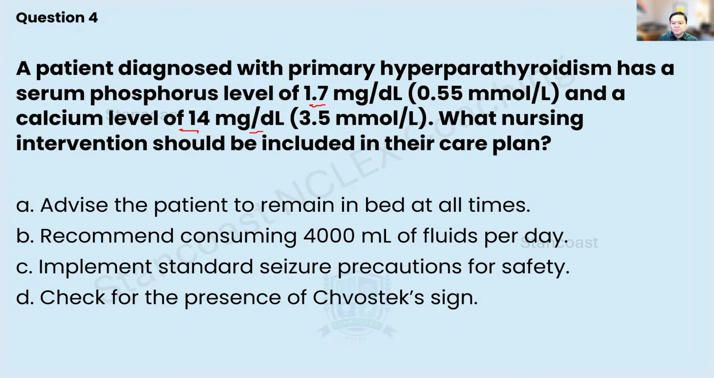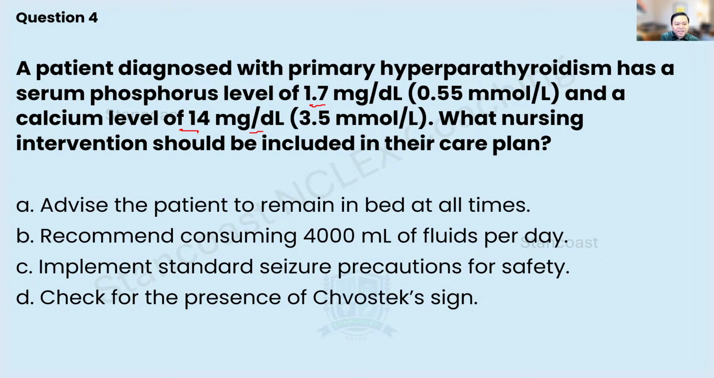Is it letter A, advise the patient to remain in bed at all times? B, recommend consuming 4,000 mL of fluids per day? Or C, implement standard seizure precautions for safety? Or D, check for the presence of Chvostek sign?